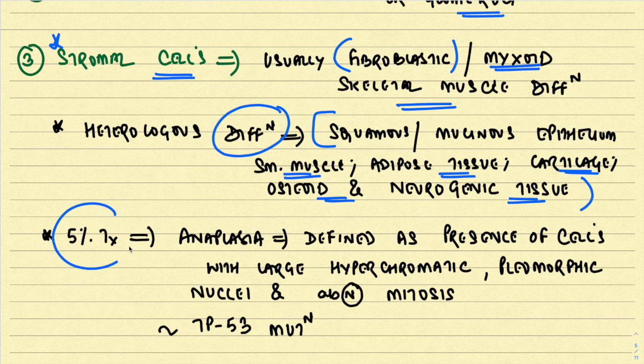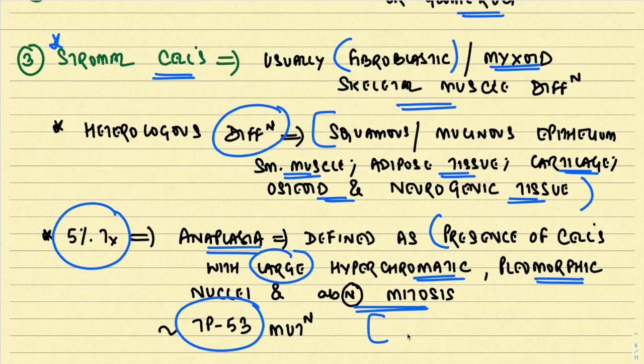Now 5% of the tumors might show what is called anaplasia. Anaplasia is defined as the presence of cells with large hyperchromatic pleomorphic nuclei and abnormal mitosis. The presence of anaplasia is correlated with the presence of TP53 mutation, and it is correlated with a worse prognosis.